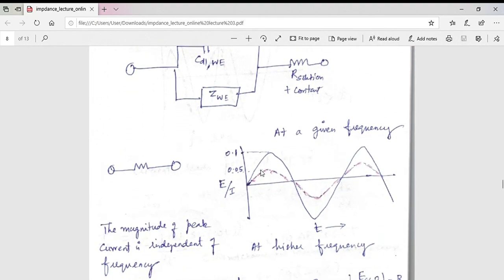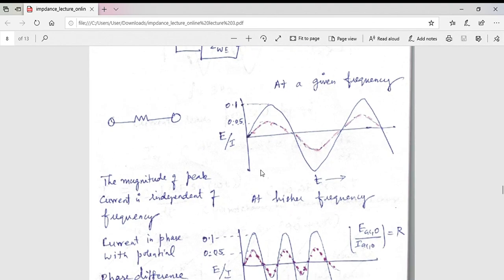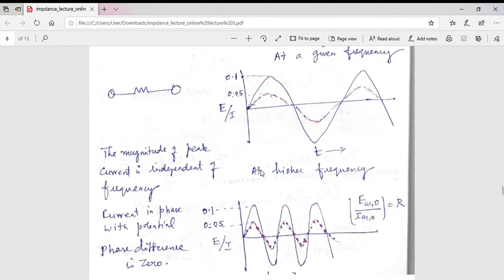So let us look at how the resistor behaves when I apply a voltage waveform. So assume that I am applying a voltage waveform at a frequency of 1 Hz. That means this full wave is completed in 1 second. Then you will have a current waveform following that, that will be in phase with the voltage waveform.